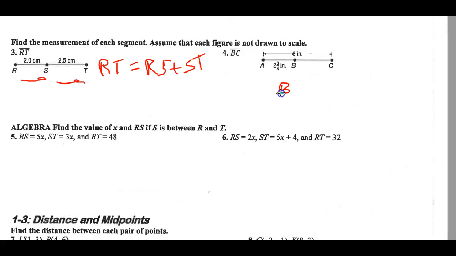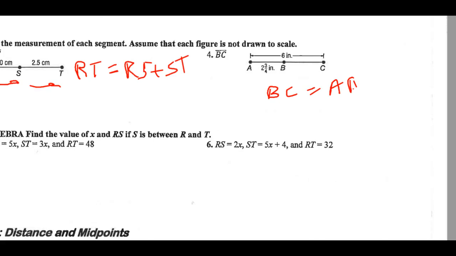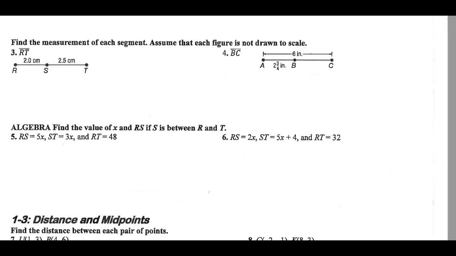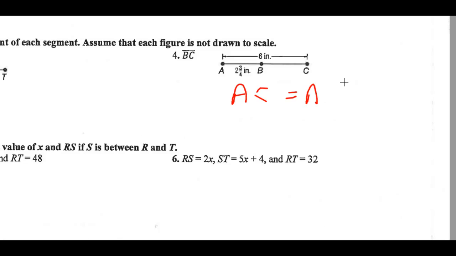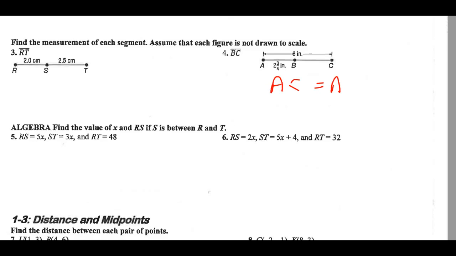Over here, I'm going to say AC equals AB plus BC. Okay? So in both of these, we want to solve for the unknown.